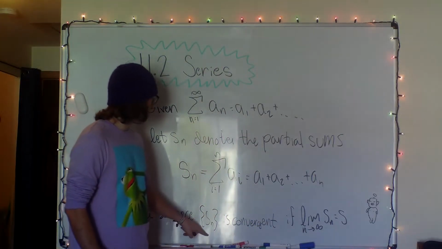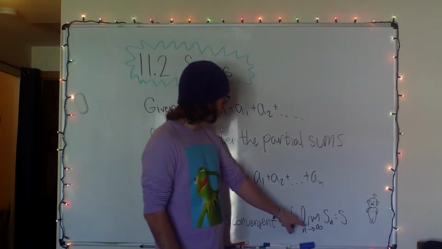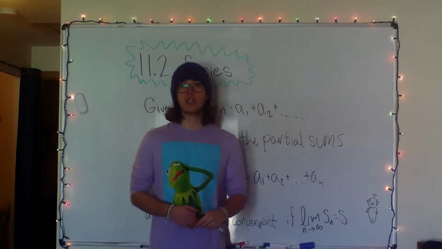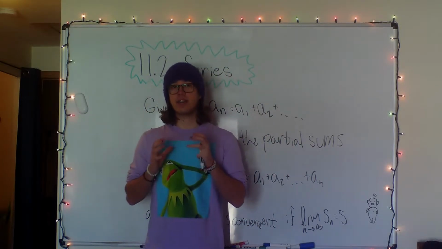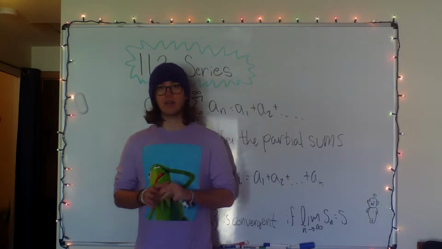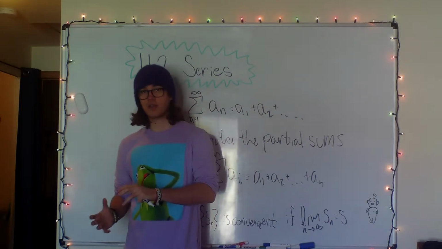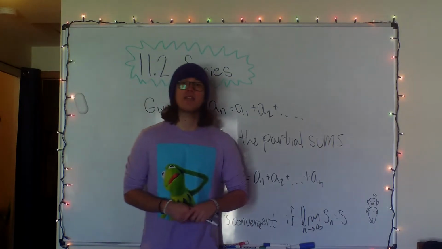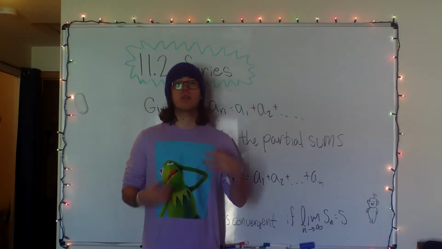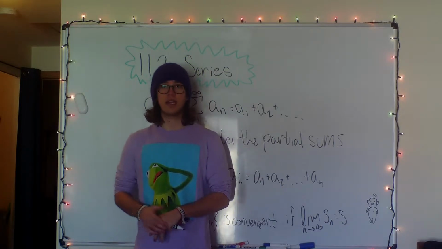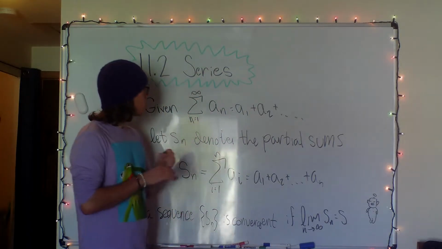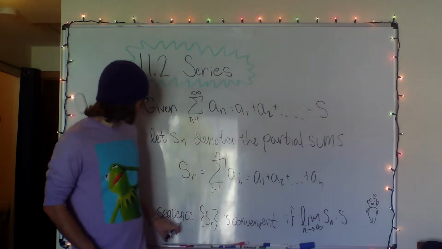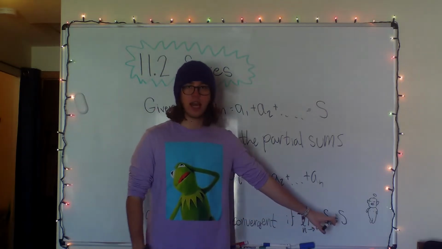A sequence Sn is convergent if the limit as n approaches infinity of Sn is equal to s. Essentially, if our sequence Sn, which is our sequence of partial sums from the series, the sum of an, converges to s, then our sum will actually be equal to s as well, if this sequence Sn is convergent at the limit.